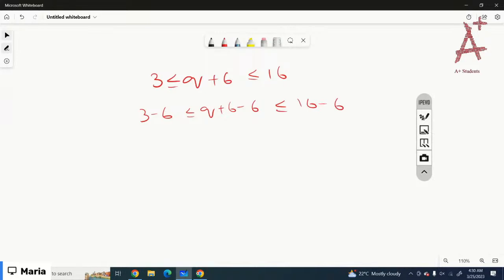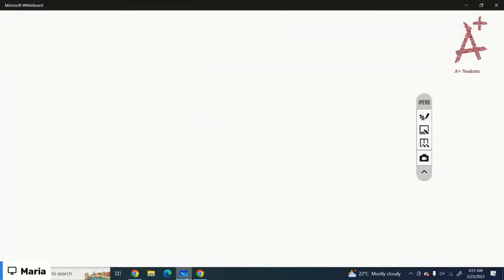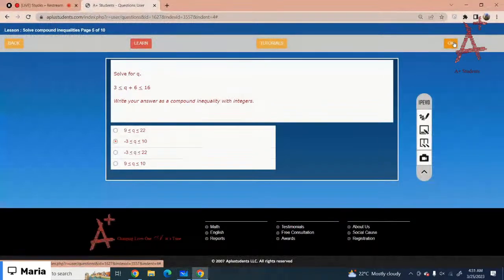So 6 minus 6 is 0. We are left with q here. 3 minus 6 is negative 3 less than or equal to q less than or equal to 16 minus 6 is 10. So that means the values of q are between negative 3 and 10. So it would be negative 3 less than or equal to q less than or equal to 10. Option number 2 is the correct option. Got it?